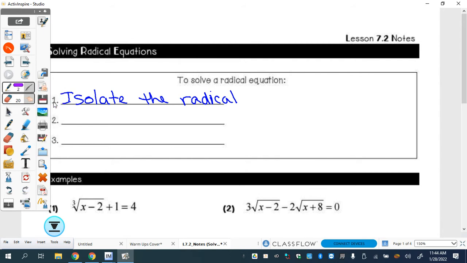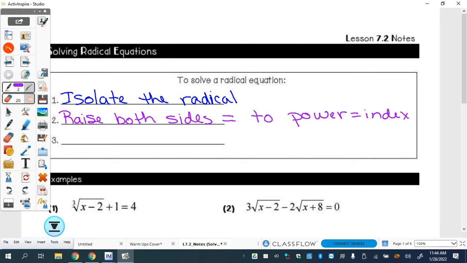Next step, you will then raise both sides of the equal sign to the power that is equal to your index. So what I mean by that is if you have a square root you're dealing with, you will raise both sides to the second power because it's an index of 2. If it's a cube root, you raise both sides to the third power. So whatever that index is, whatever root you're looking for, that's the power you're going to end up using.